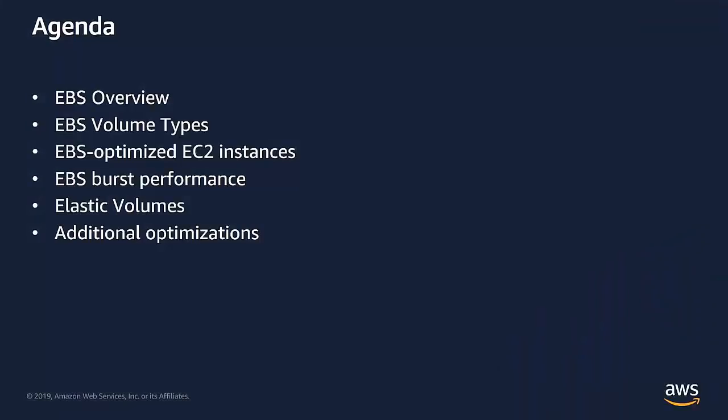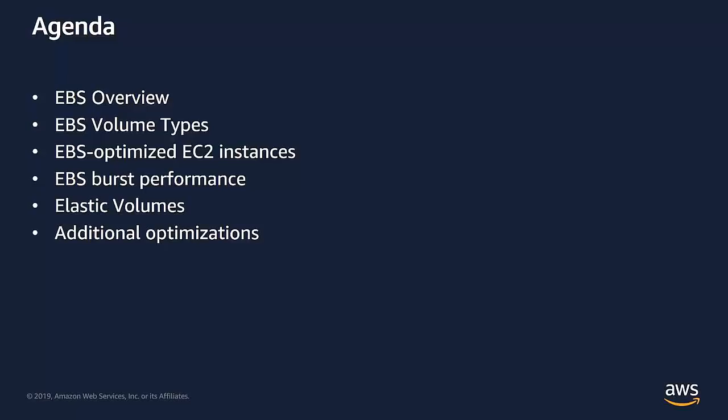On the agenda for today, we're going to start off by doing a quick overview of EBS, what it is, how it's different, and some of the common use cases. We'll then review the different EBS volume types and how to select the right volume type for your workload. From there, we'll talk about EBS-optimized EC2 instances, how they work, and the importance of selecting the right instance type to match your EBS volume configuration.